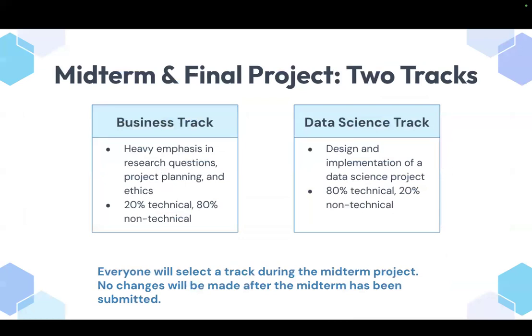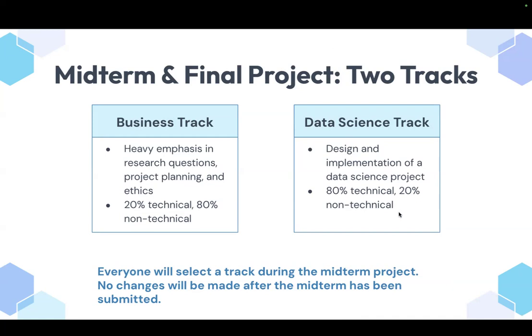So the 2 tracks, and I've actually renamed it now, are business intelligence and data science. Business intelligence is going to have a heavy emphasis on research and theoretical and ethical considerations. You're basically going to propose a project and say how you would do the text analytics project. There is a small technical portion because I do want to make sure you know basically how to do what we've done so far. So I would say it's about 20% technical, 80% non-technical.